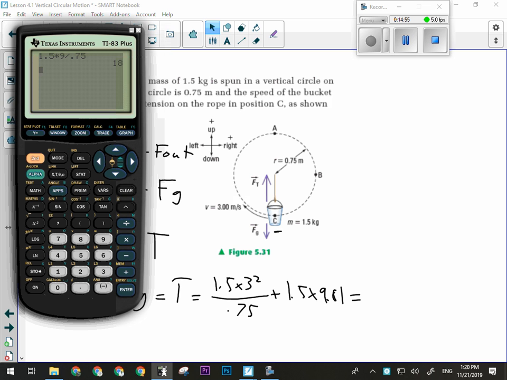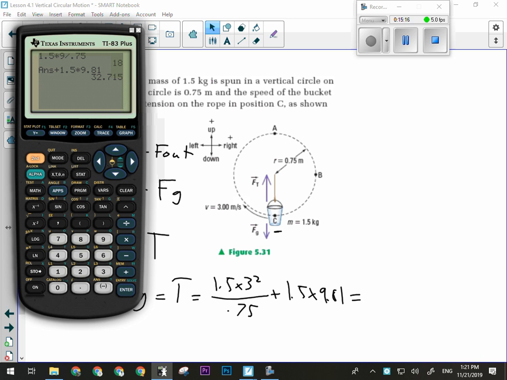Okay, so there's my centripetal force plus 1.5 times 9.81. All right, so we're looking at a tension in the rope of 33 newtons. Only two significant figures in this question. Everybody all right with how that one works?